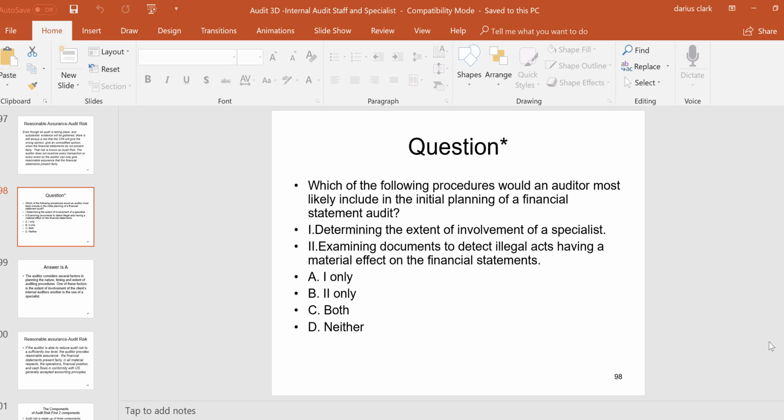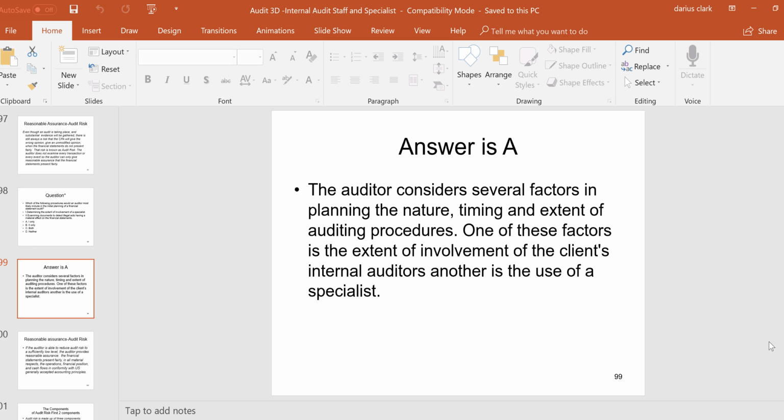So this is an example of the audit exam and a word game that they play where the wrong answer looks right, but it's right for a different question, but wrong for this one. Because the question asked about the planning stage, what stage of the audit would number two be done in? Evidence gathering stage. That's where we examine documents to detect illegal acts. It'll be done, but not in the planning stage.